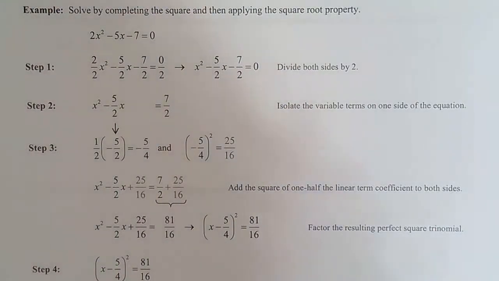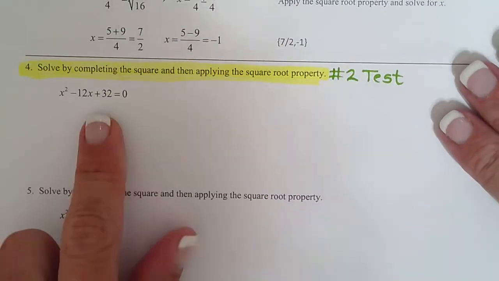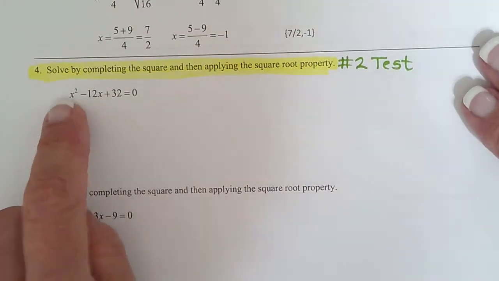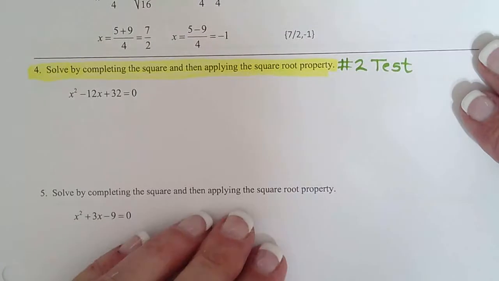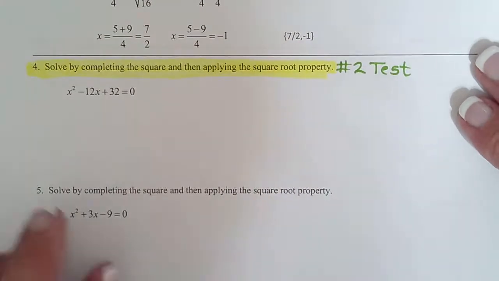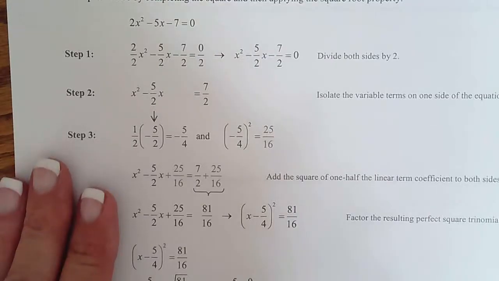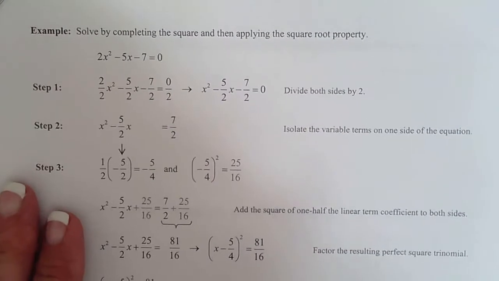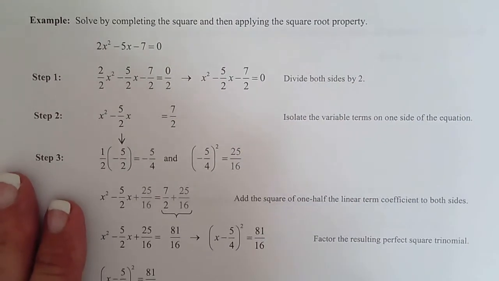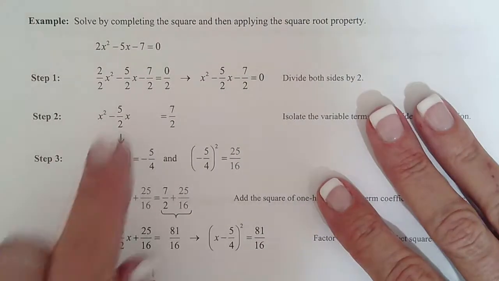I'm probably going to give you, I have it highlighted here, number 4, just a nice simple one, no numbers in front, just doing the stuff we did. This is number 2 on the test. But you will see ones like this in the next class and on your homework. So I put a hard one here so we could work through it together.